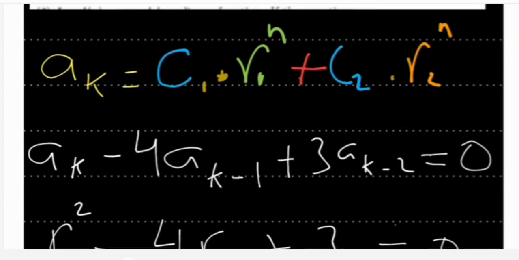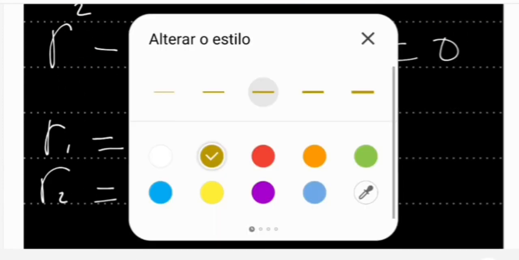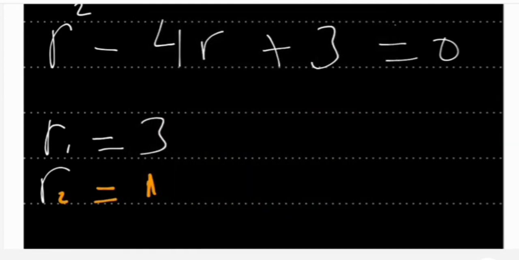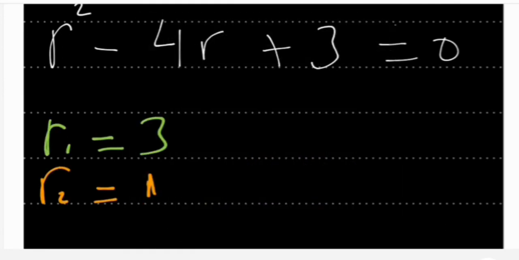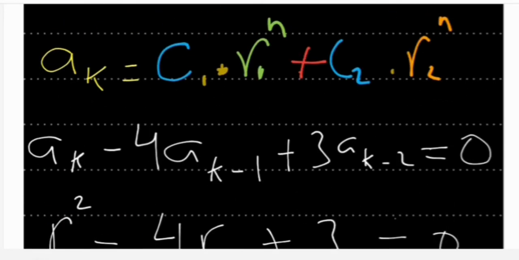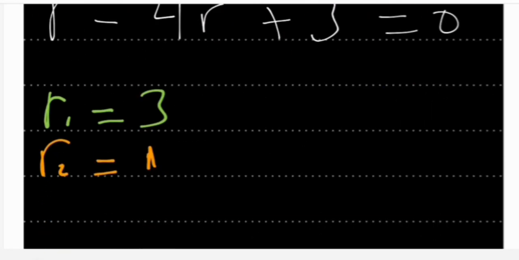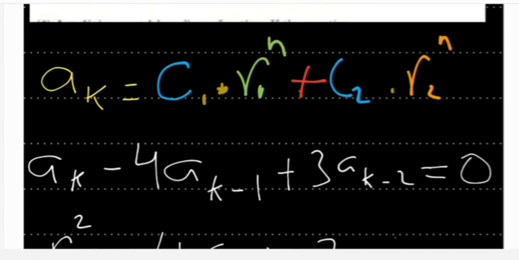It was one green and one orange, okay? So this is the orange one and this is the green one, okay? So now what was our, this one over here?